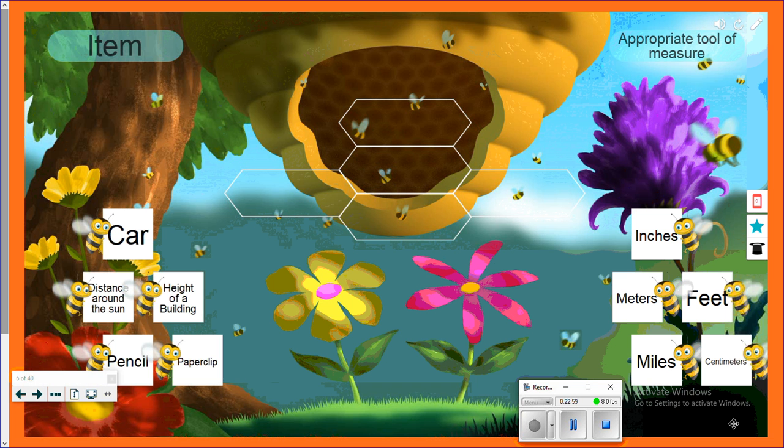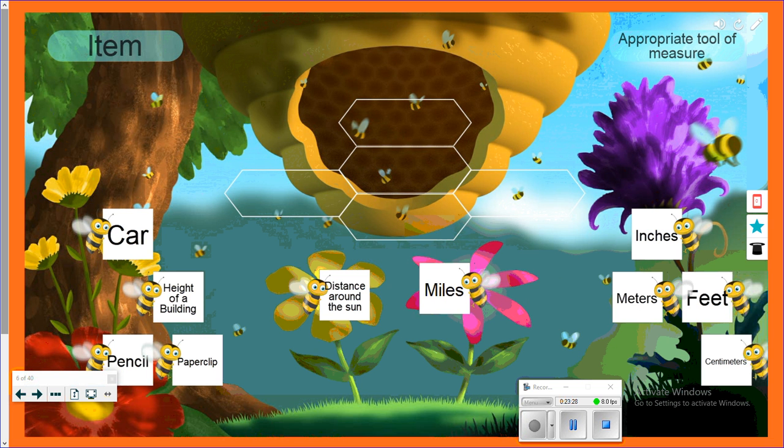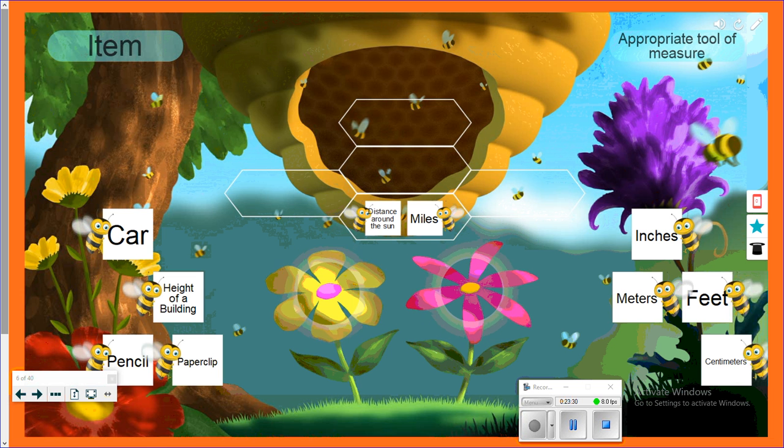Okay? All right, so Adria, you're going to go first. Adria, I want you to tell me what would be the most appropriate unit to measure the distance around the sun. Come on up. You're going to drag whatever option you think to the pink flower. So we have inches, meters, feet, miles, and centimeters. Miles? All right, drag it. Right on that pink flower. Yep. Distance around the sun is going to be measured in miles.